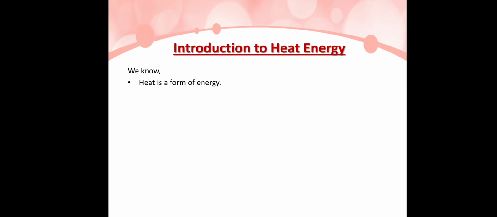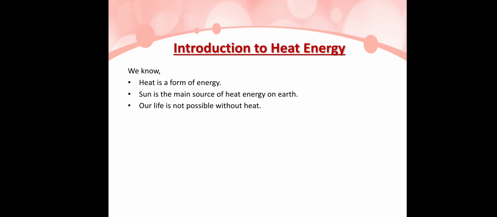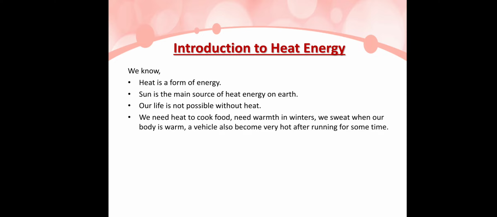As we have already learned in the last chapter, the different forms of energy, we have learned that heat is also a form of energy, and that the sun is the main source of heat energy on the earth. Our life is not possible without heat. We need heat to cook food. We need heat to keep ourselves warm during winters. We sweat when our body is warm. A vehicle also becomes very hot after running for some time.